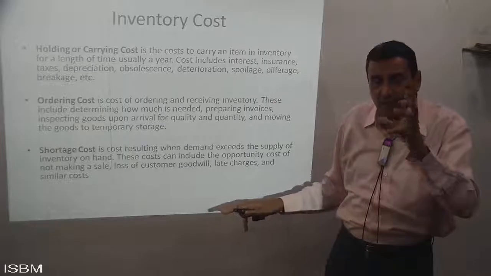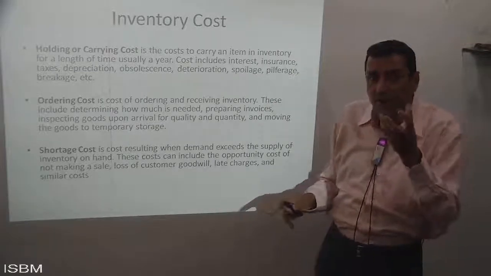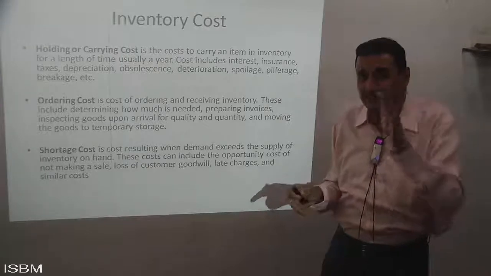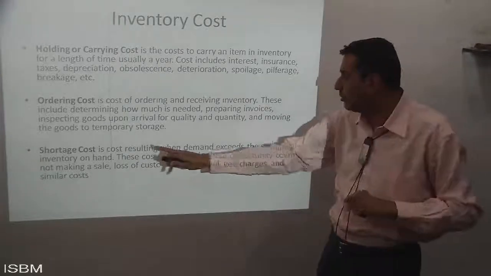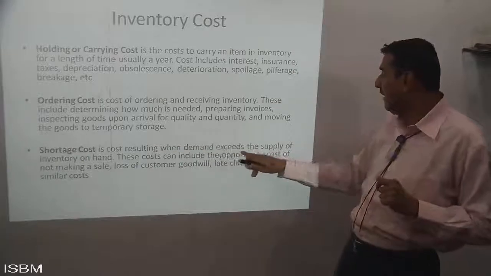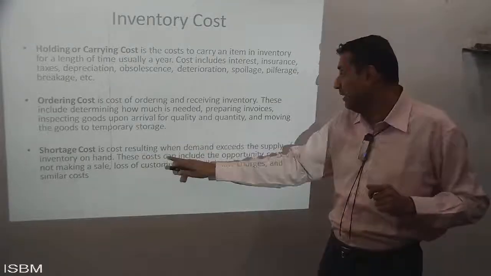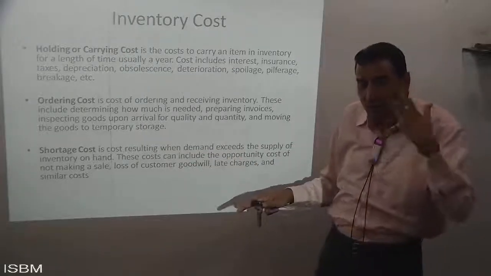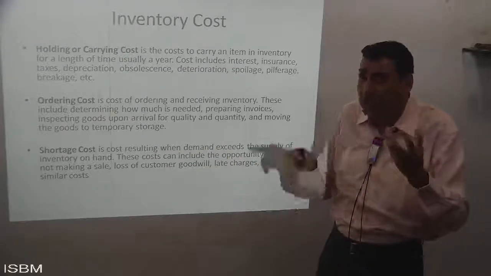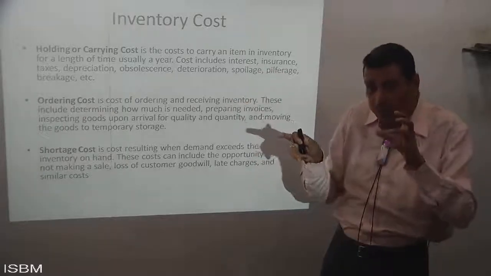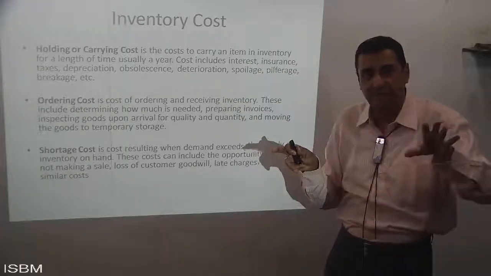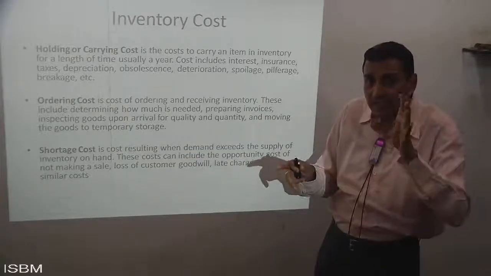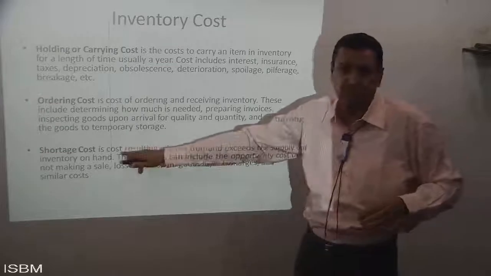Then there are shortage costs. Shortage costs are those costs when you are not able to meet the demand of the market and your demand exceeds the supply. That's why it is known as shortage cost. Shortage cost is the cost resulting when demand exceeds the supply of inventory on hand. These costs can include the opportunity cost of not making a sale. Because you have run out of inventory, you are not able to produce the goods required by the market. So the demand has exceeded the supply. The loss which you have incurred for not selling the goods at a particular time is a shortage cost.